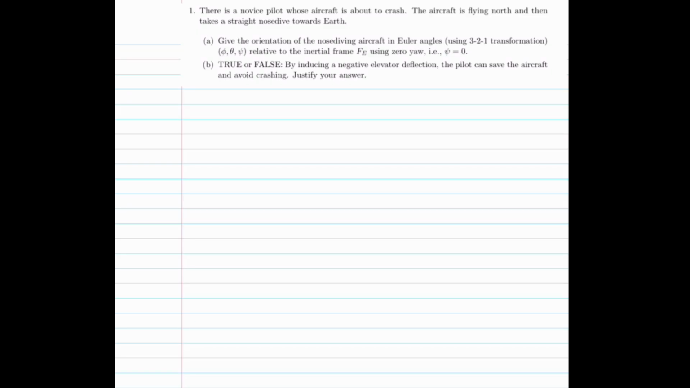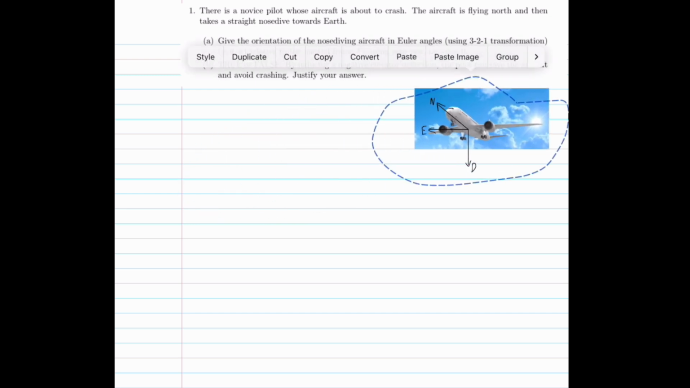There's a novice pilot whose aircraft is about to crash. The aircraft is flying north and then takes a straight nosedive towards the Earth. Give the orientation of the nosediving aircraft in Euler angles using 3-2-1 transformation relative to the inertial frame, Fe, and using 0 yaw. So let's put in this coordinate frame attached to this aircraft.